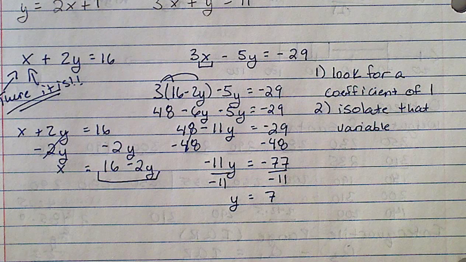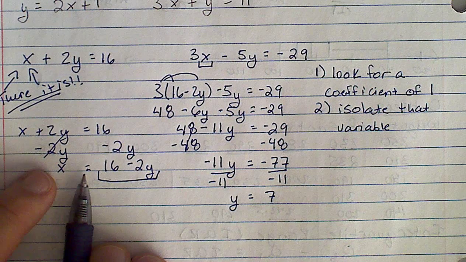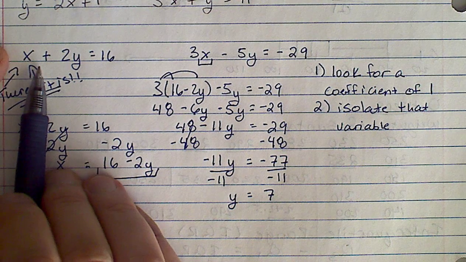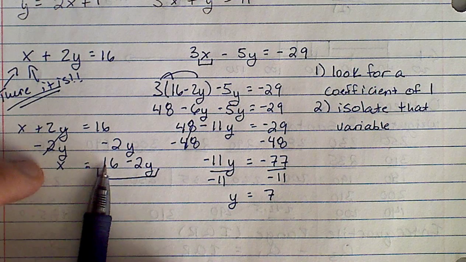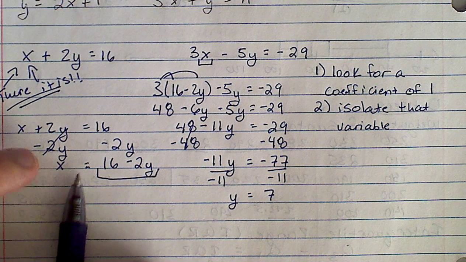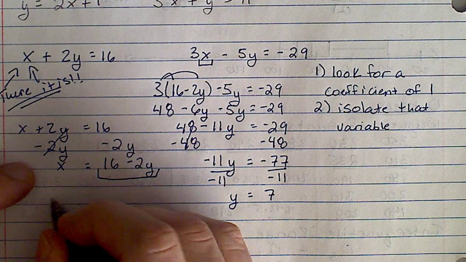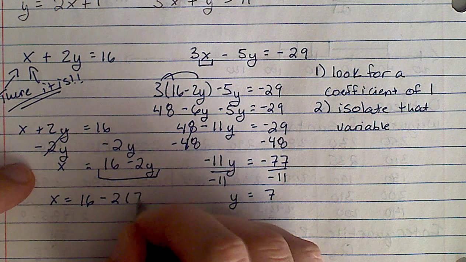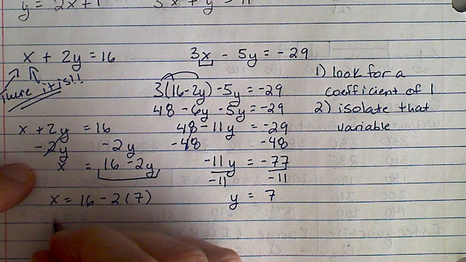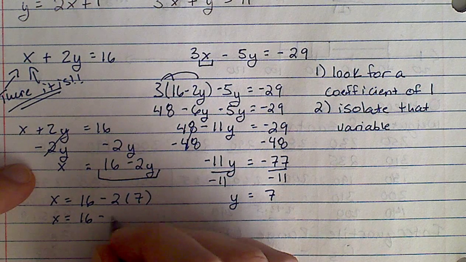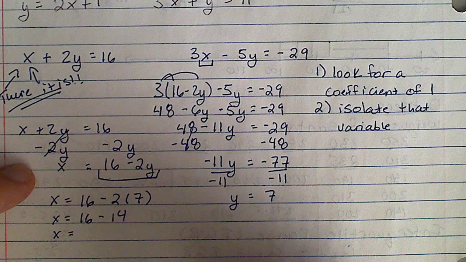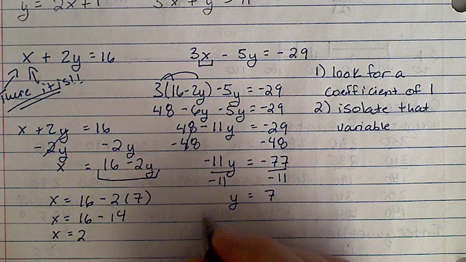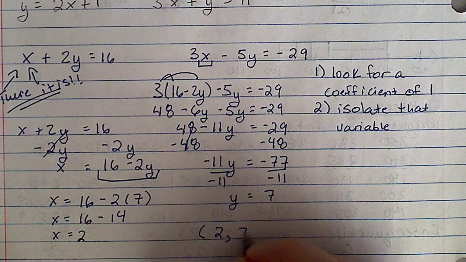Now I need to find x. And to find x, I'm going to go back here to this modified equation right there. I could go up to this original one if I wanted to, but I already have this modified one where it just says plain x is equal to, so I might as well just use this one. So x is equal to 16 minus, and instead of 2y, I'm going to do 2 times 7. So x is equal to 16 minus 14. So x is equal to 2. Now I have to write that as a coordinate. 2, 7. It's x, y.